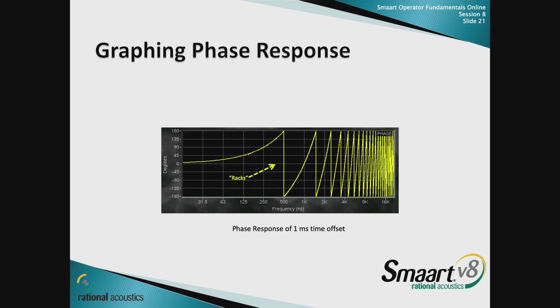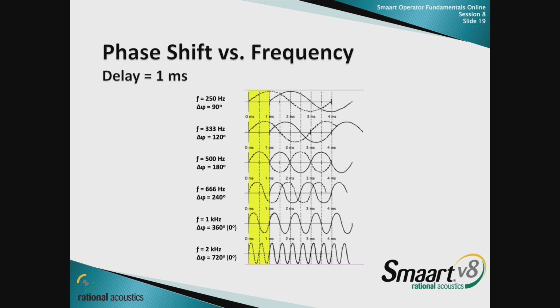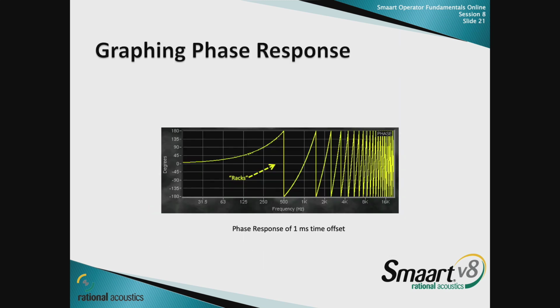So if we were to graph that information that we just had, right? We had 90 degrees at 250, 120 at 333, 180 at 500. If we were to graph this, what we would see is at 250, we're at 90 degrees, at 500 hertz, we're at 180. And then it continues along till we're back at 0 again at 1K. So we're just graphing that same information. This is what 1 millisecond of time offset looks like on a phase plot.